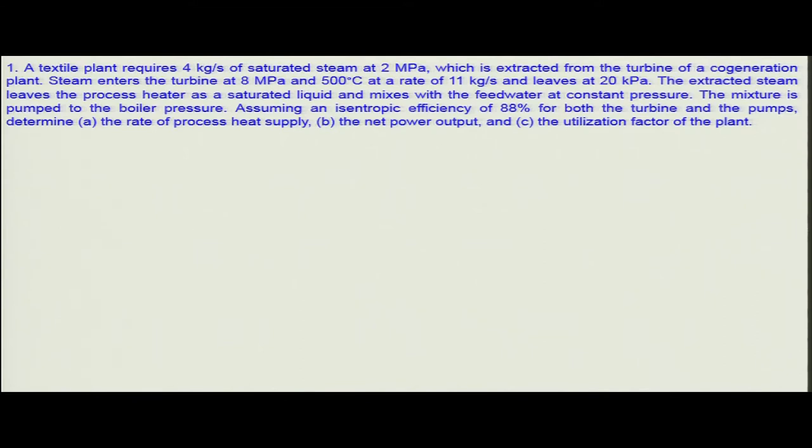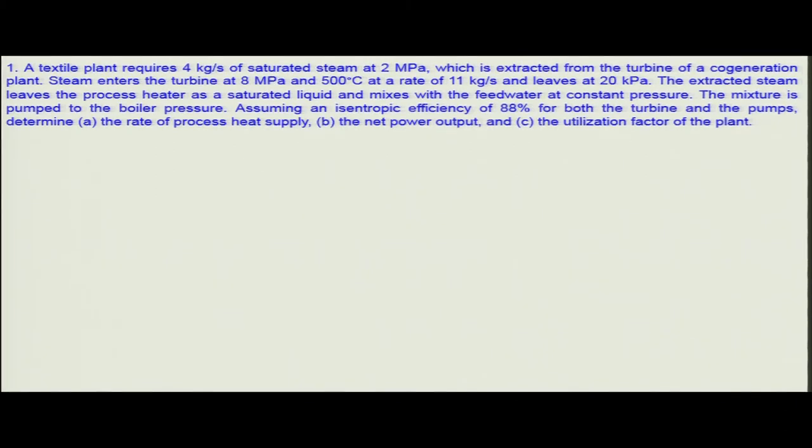Here a textile plant requires both heat and power. The problem states that a textile plant requires 4 kg per second of saturated steam at 2 megapascal, which is extracted from the turbine of a cogeneration plant. This steam will be used for the process heat requirement, and steam enters the turbine at 8 megapascal and 500 degree centigrade at a rate of 11 kg per second, and it leaves at 20 kilopascal. The 20 kilopascal is basically the condenser pressure.